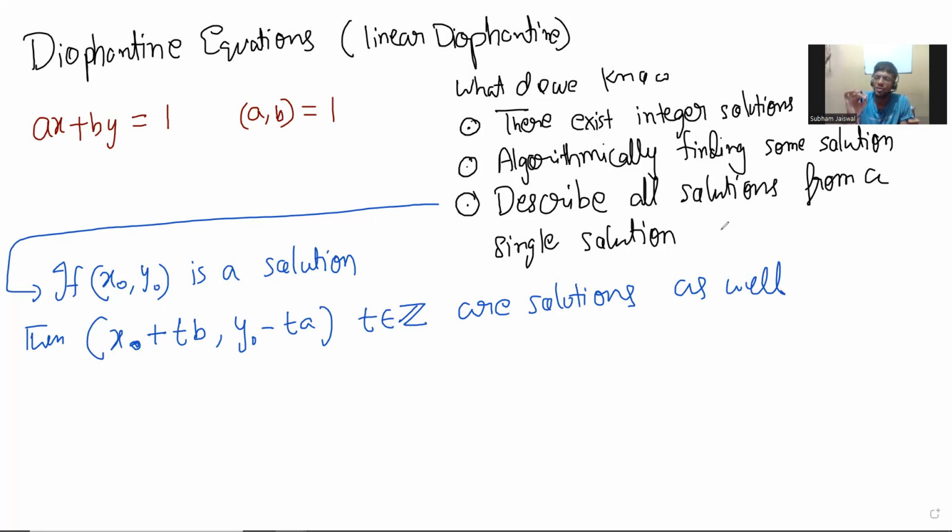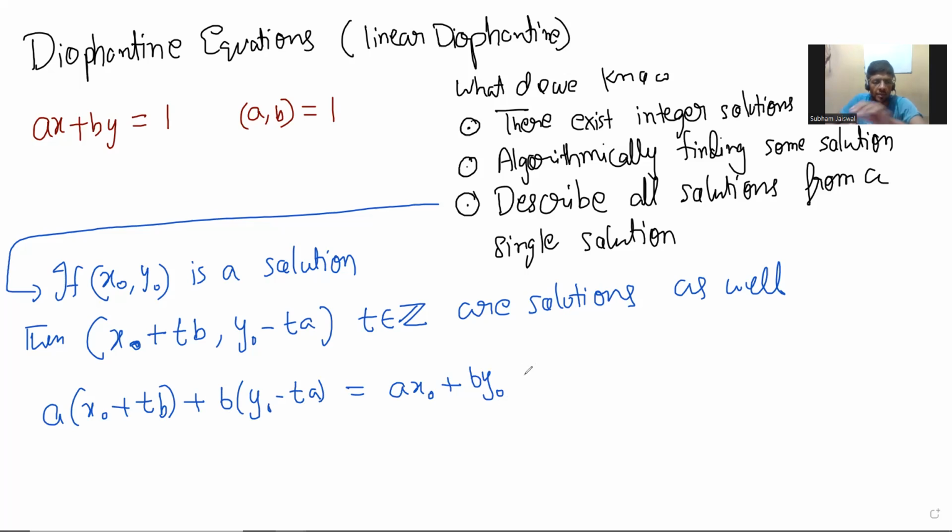Right, so you use one solution to find other solutions. And why are these solutions? Well, it's not a surprise, right? You can just put and check. So you take x naught and you put this. What is t? t is any integer. You can put any integer, it will work out. You put zero, you get the solution that you had. Right, so you had this b, and then you have this. And now you see, if you simplify this, you get a x naught plus b y naught, plus t a b minus t a b. And you see, it cancels out. It has to, that's the way it's made, right?